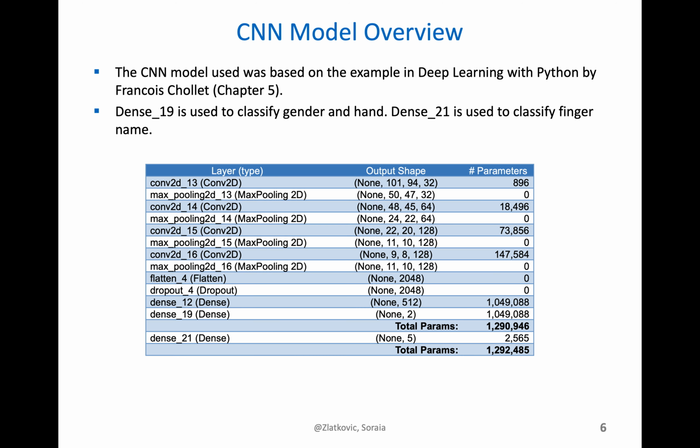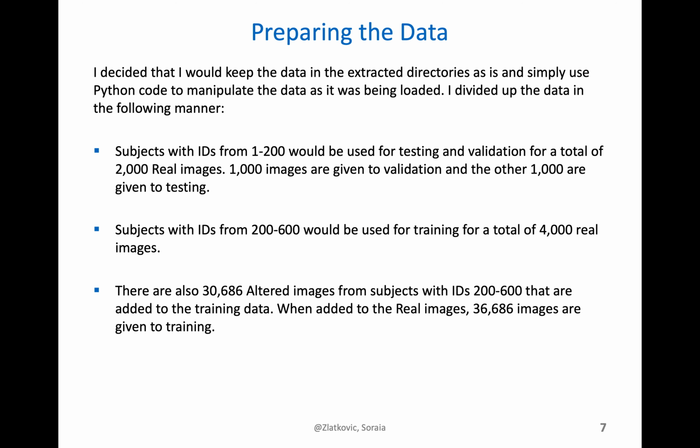And that includes ID, which identifies the subject, and gender, hand, finger, and augmentation if this is an augmented file. The CNN that I used for this project was an example from the Deep Learning with Python book by Francois Chollet in Chapter 5, the network we use to classify cats and dogs. And I have added onto it a dense layer with two outputs for gender and hand, and a different one for classifying finger name.